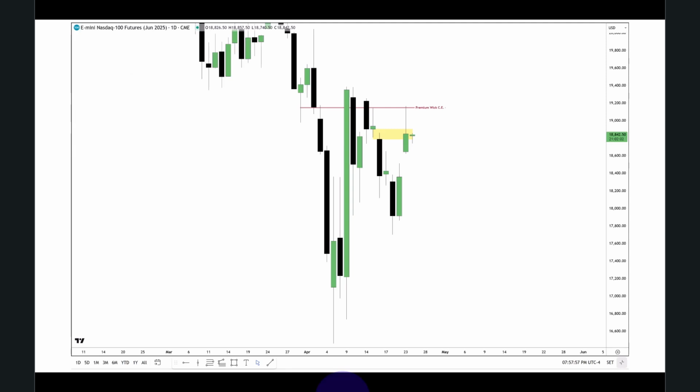So let's zoom in here. All right, so right away, I want you to take a look at that wick right here. Now, why am I even referring to this one? Why would my eye jump to that? Why would your eye jump to that?